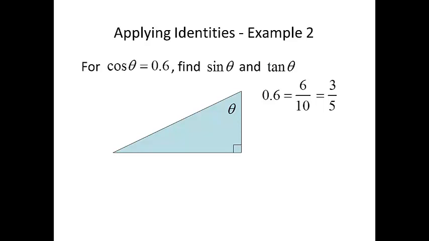So cosine is adjacent over hypotenuse. Adjacent to my angle theta would be right there. And the hypotenuse is always the side opposite my right angle. Okay. All right. Pythagorean theorem gives me 4. A squared plus b squared equals c squared. Sine theta is 4/5, and tangent is 4/3.